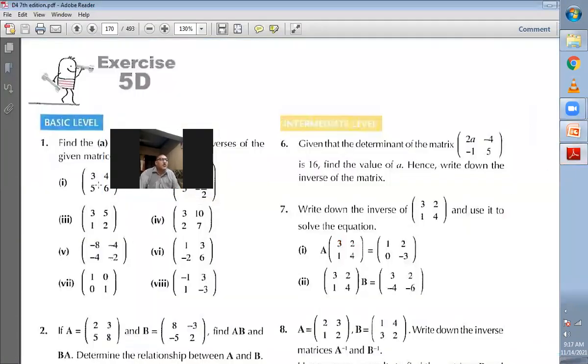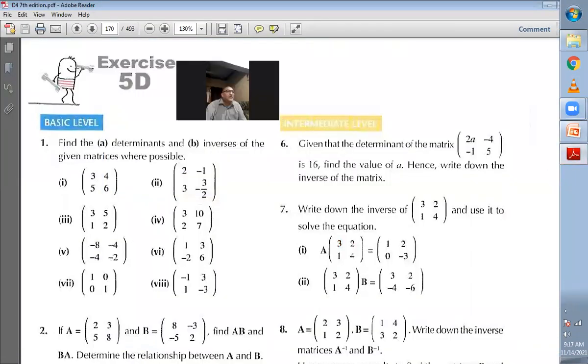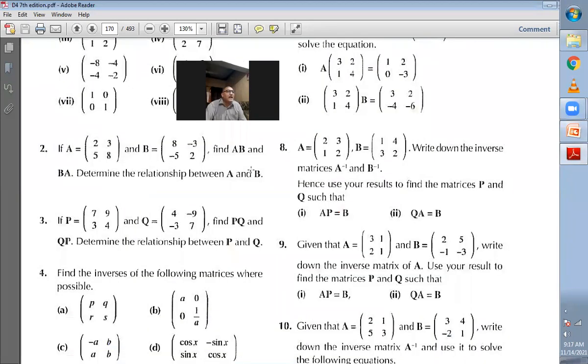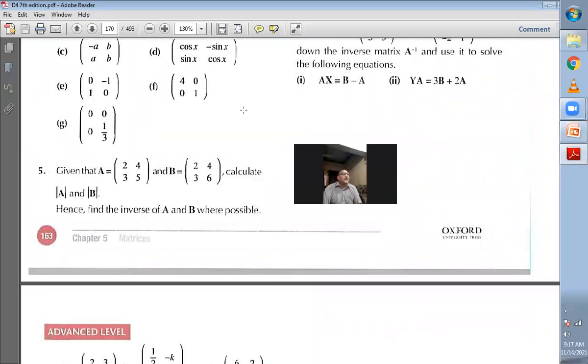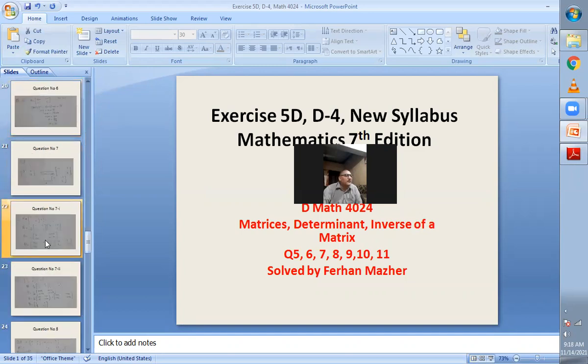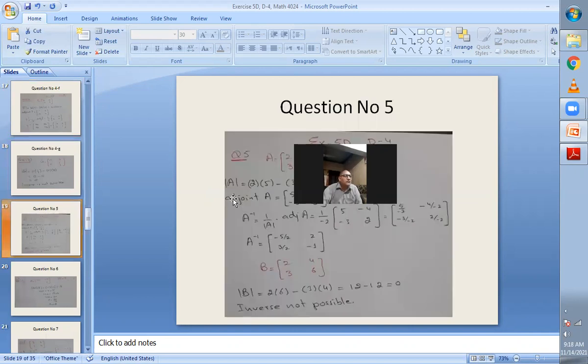Okay. So we are working on exercise 5D, and this is D3. We are supposed to start working from question number 5. It says, given that A is equal to [2 4; 3 5] and B is [2 4; 3 6], calculate the determinant of A and the determinant of B, hence find the inverse of A and B where possible. Okay, so let's go to question number 5. Here we go.